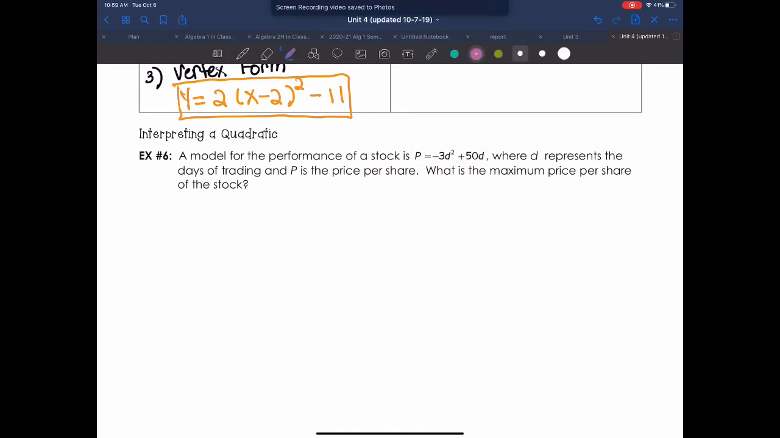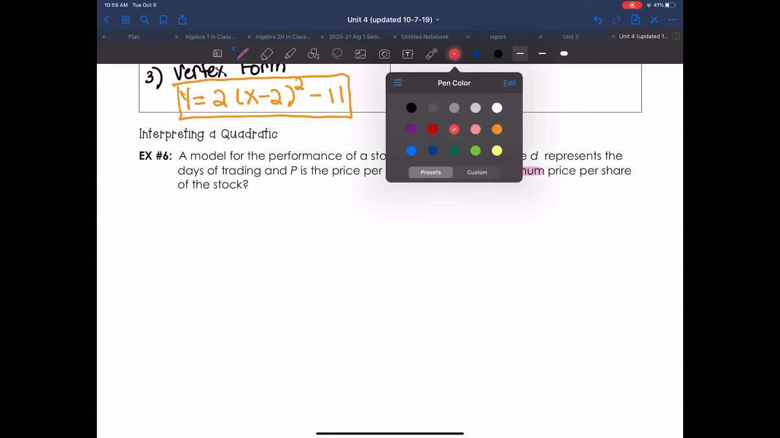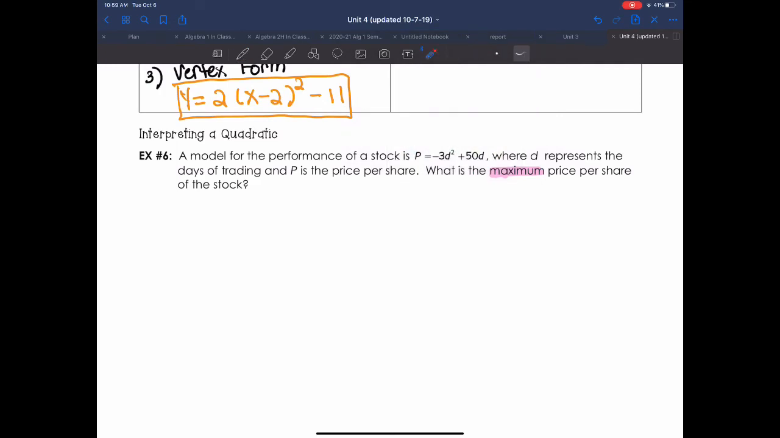The next thing I'm going to look at is that we are trying to find the maximum price per share of the stock. So if we're looking at the maximum price, what I want you to recognize here is that this graph, because of its A value, again, we're looking at this A value right here, because of its A value, it is facing downward.